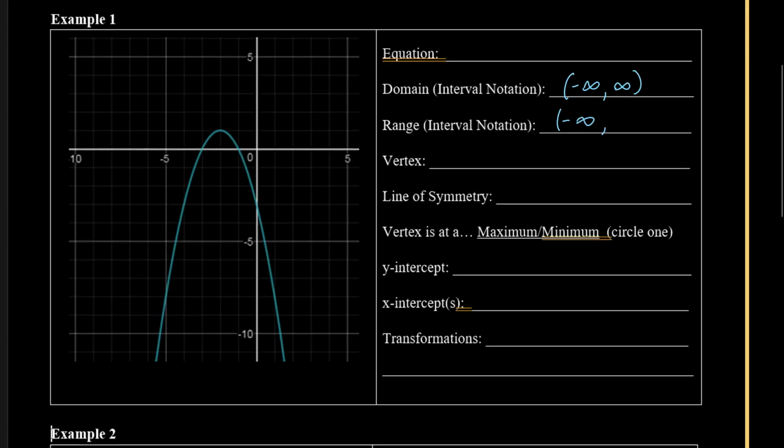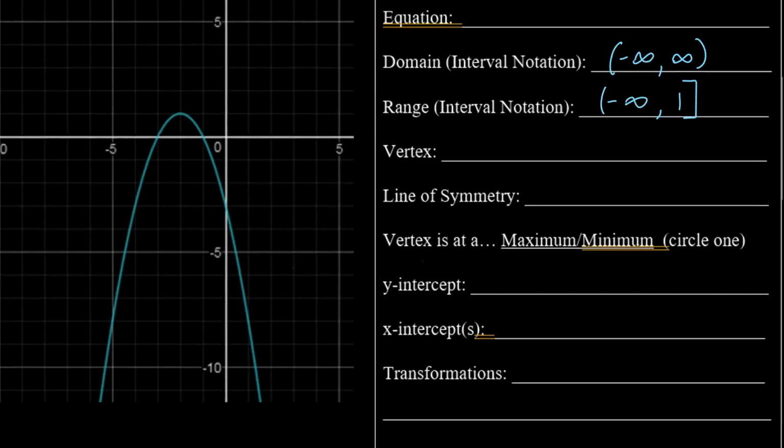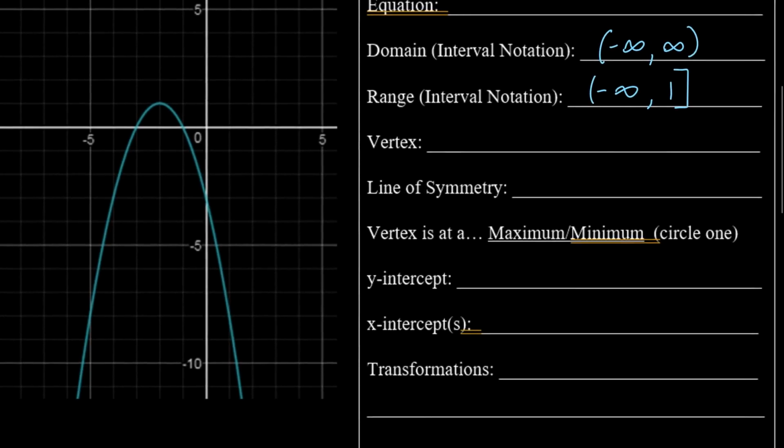And what's my max, my highest y value? Positive 1. Am I touching the value of 1? Yes, I am. So it should be 1 what? Bracket. 1 bracket. Because I am touching 1. And where's my vertex? Negative 2, 1.